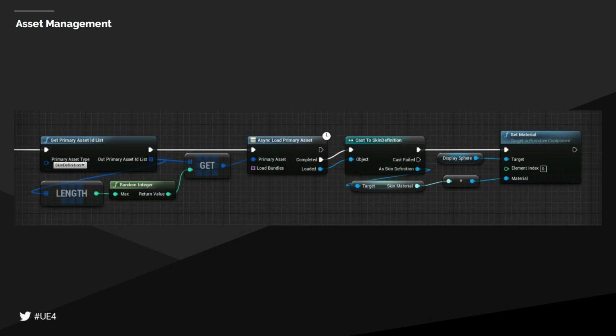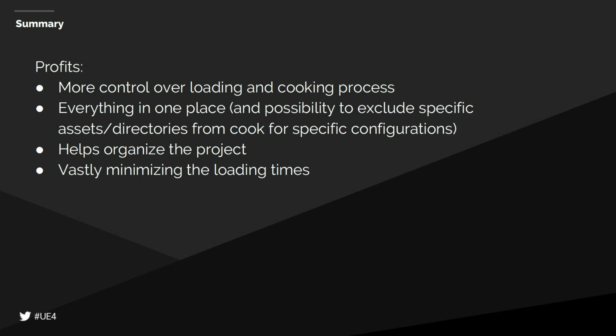So this would be the whole setup. Get primary asset ID list gets us the list of the assets, then we randomize and get a random element of this list. And yeah, I forgot to add the bundles here. I'm sorry about that. But I should have specified a bundle in this example. So for example, a game bundle, and then use the skin material. Let's continue to the next slide.